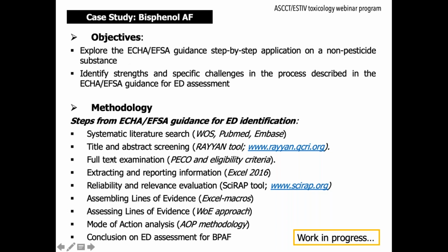The methodology, as you can see here, was basically to follow the different steps described in the guidance, and then we used additional tools for some of the steps. For example, we used the Rayyan tool for screening and the SciRAP tool for reliability and relevance evaluation.